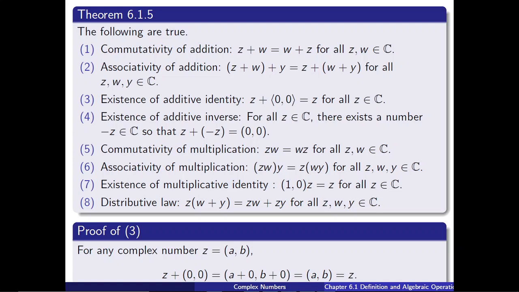And then for associativity, we know that the set of complex numbers is associative with respect to addition of those complex numbers. And then we also have that there exists an additive identity, and the additive identity is (0, 0), right?